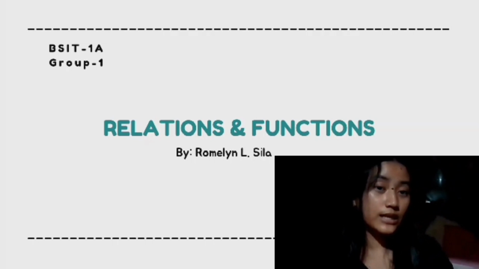We are Group 1, and for today's vlog presentation, we will be discussing one of the essential topics in discrete mathematics, which is relations and functions. This topic is very important because it helps us understand how elements connect or map between sets. It is also widely used in programming and data structures. For my part, I'll be explaining the basic concept of relations and functions.